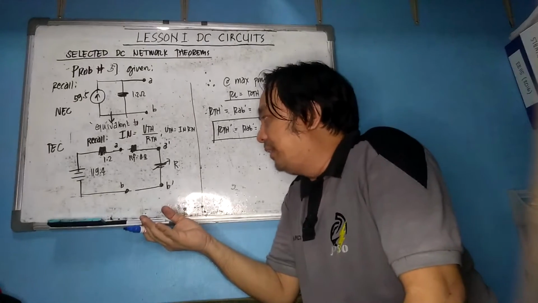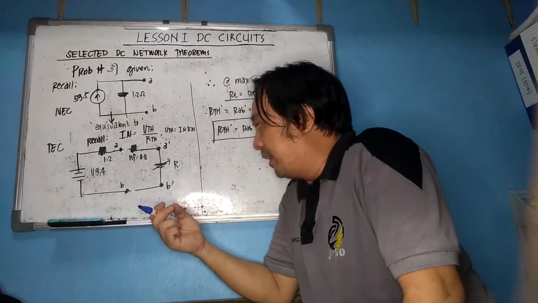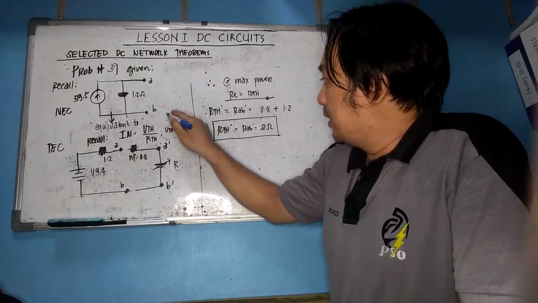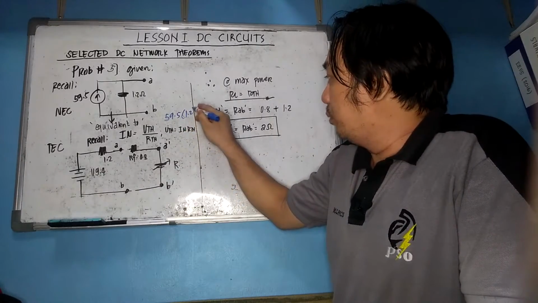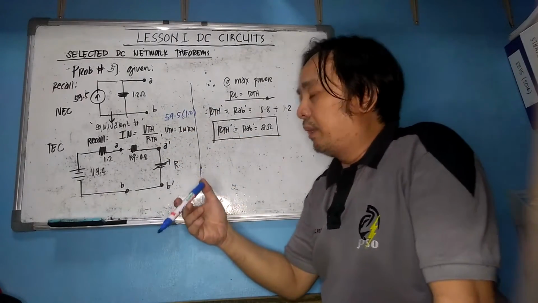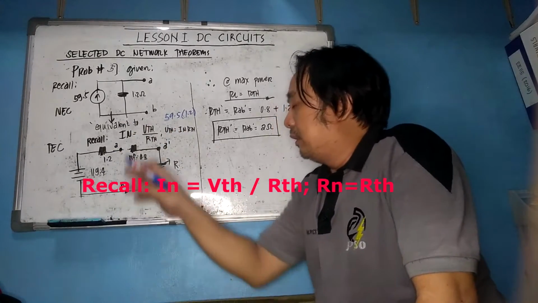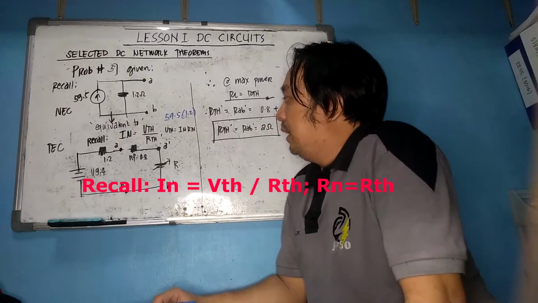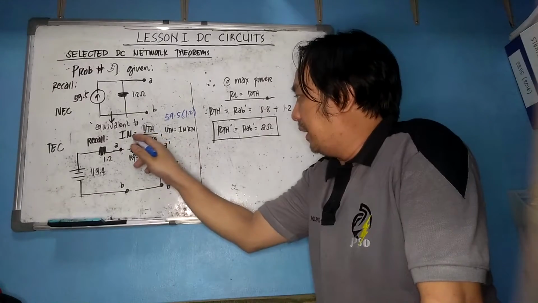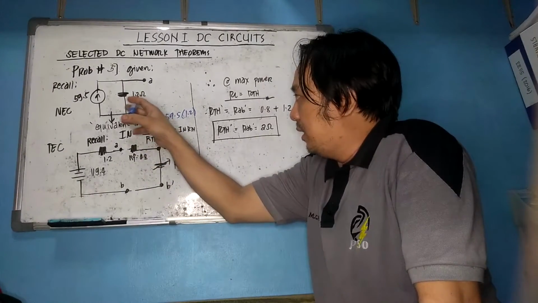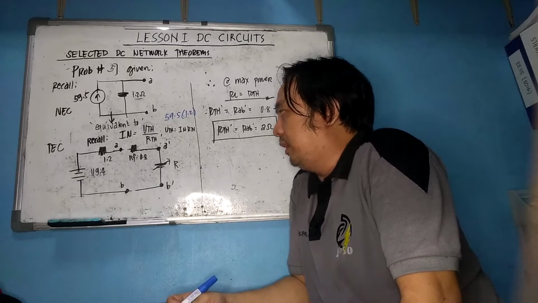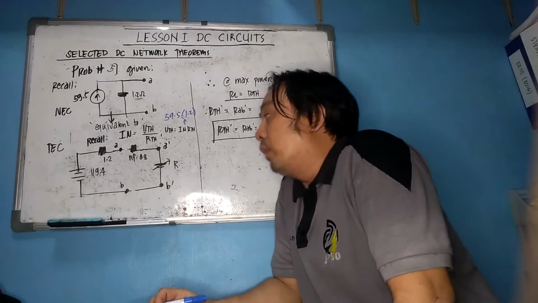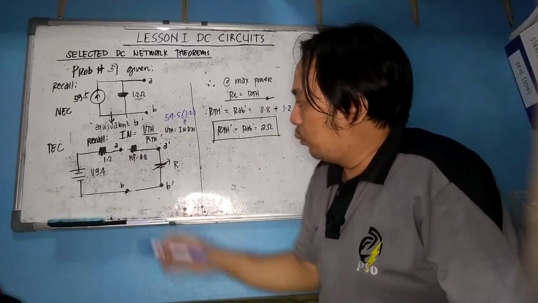Now, how did I arrive at the 119.4 answer? What I've done is I just multiplied the 59.5 by 1.2 here, because as we have recalled, the Norton's current is simply equal to Thevenin's voltage over RTH. So to get the Thevenin's voltage, multiply IN by RTH, or your resistance here, which is 1.2, since RN is equal to RTH as well. Just multiply this, and it will yield 119.4, which is in series with 1.2.